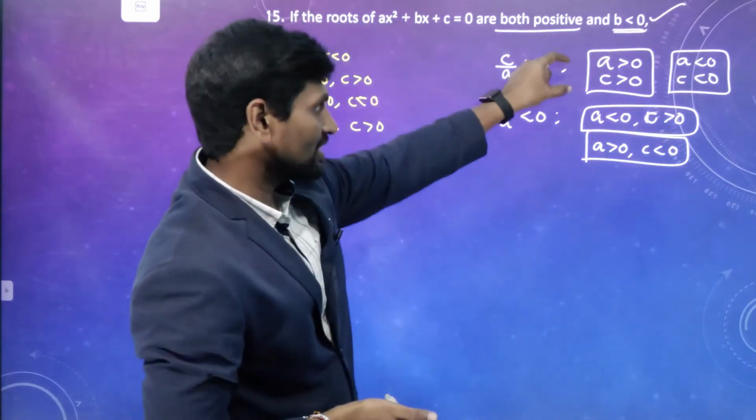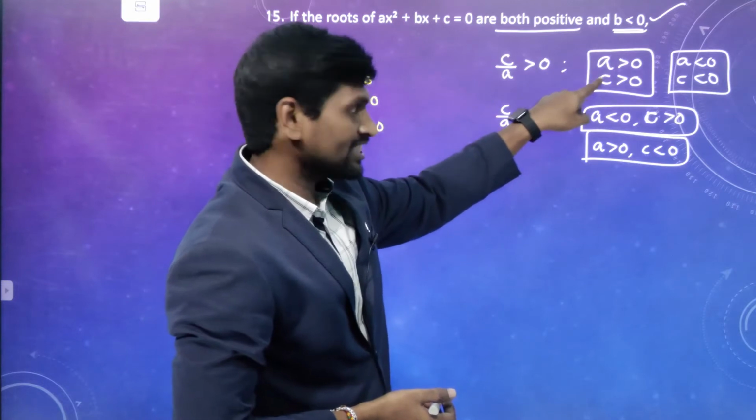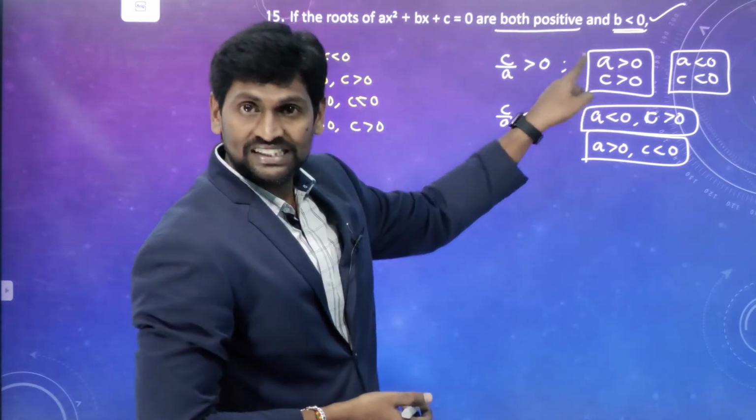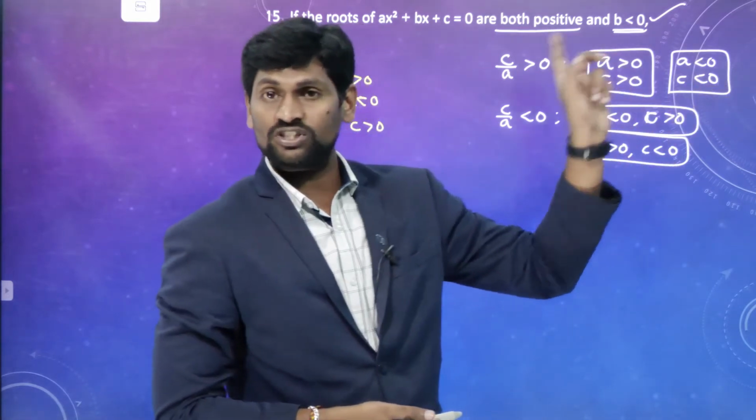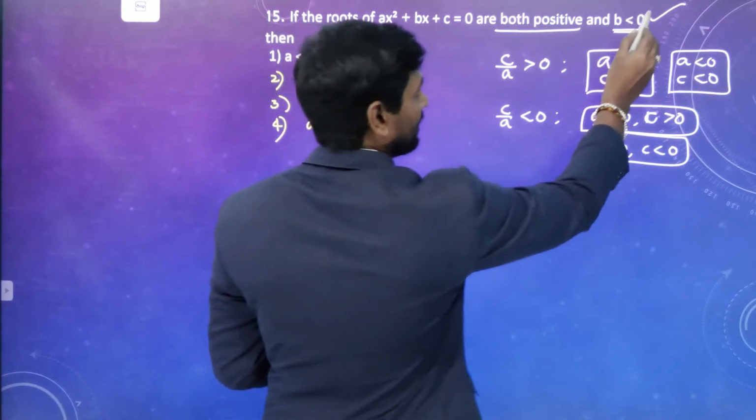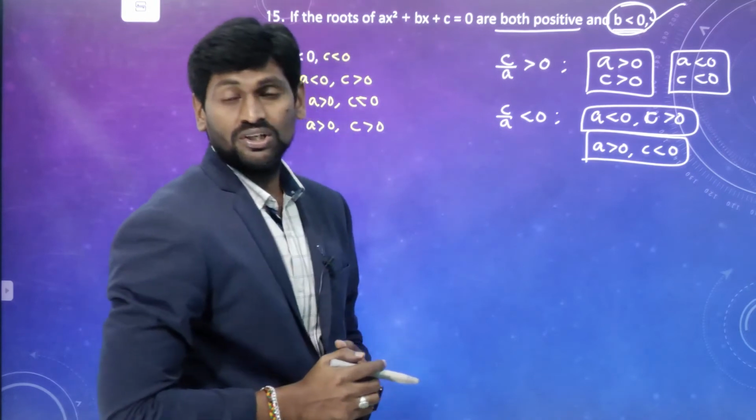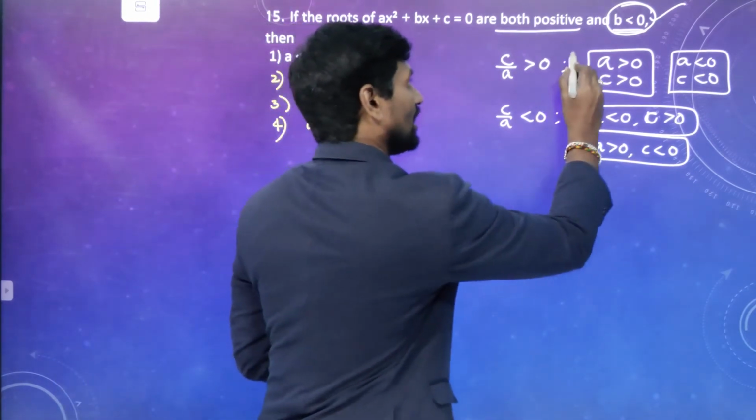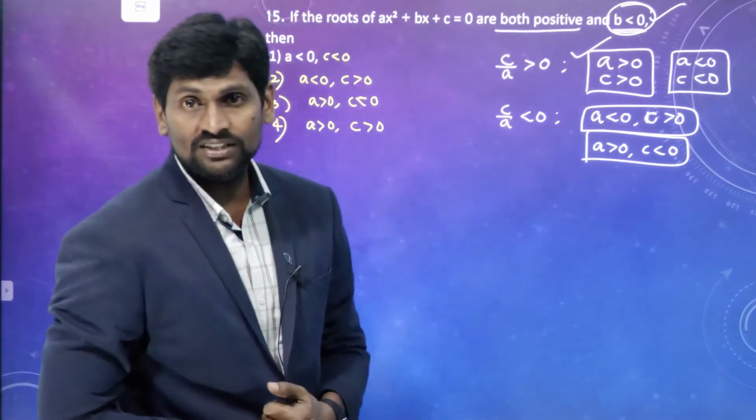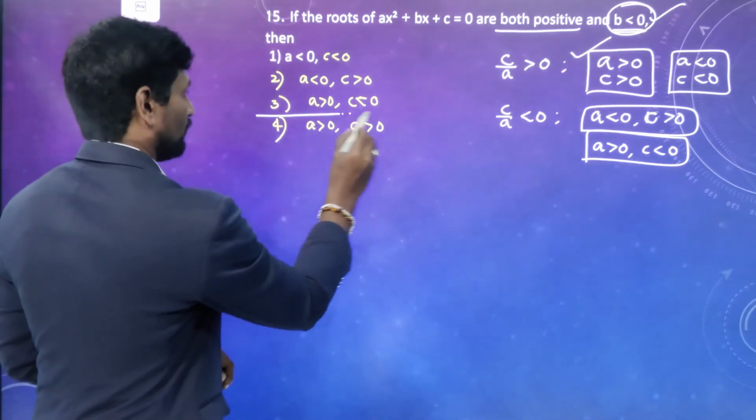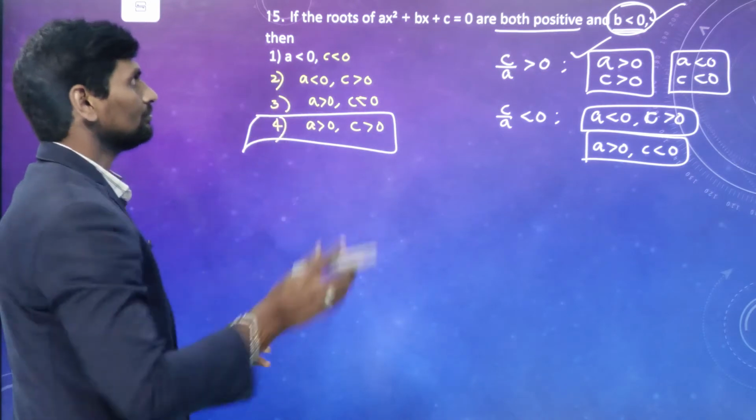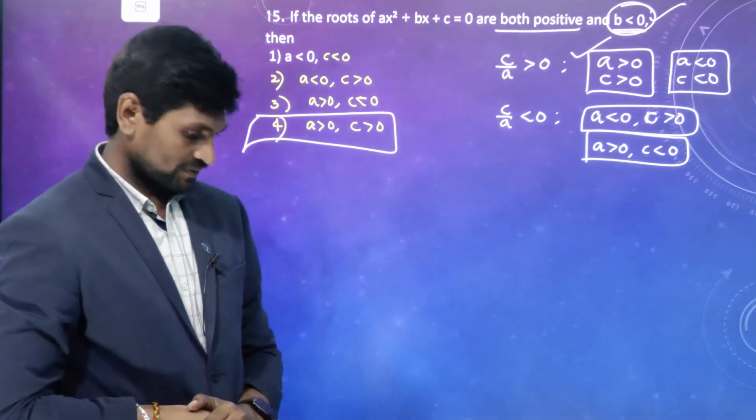Now here you should understand one concept. If a and c both are greater than 0, b is less than 0. If a and c both are less than 0, b value is greater than 0. But here given that b value is less than 0, so we need to choose the first option, a value greater than 0 as well as c also greater than 0. So our answer is 4. Okay? From the condition.